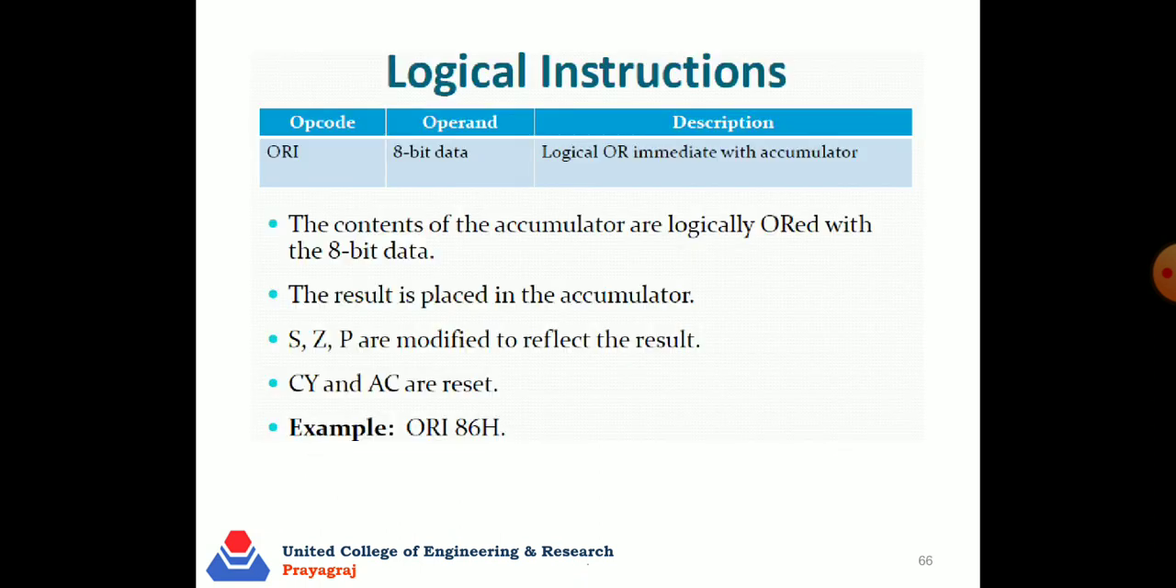ORI, as we previously discussed, the I stands for immediate. So it is a 2-byte instruction. Here the opcode is ORI and the operand is 8-bit data. So in this case we have 8-bit data for the OR operation, and all these things are the same as the previous instruction.